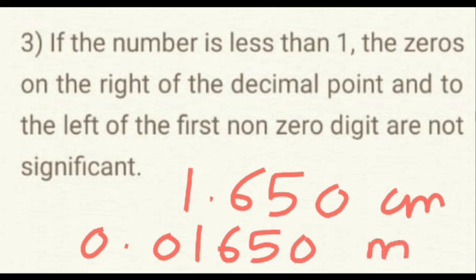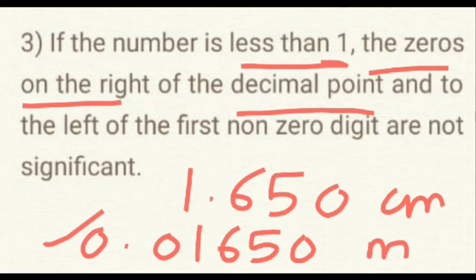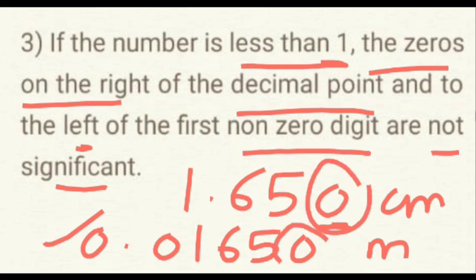Now in these 2 examples, let's see. Suppose the number is less than 1. The zeros on the right of the decimal point and left of the first non-zero digit are not significant. This 0 is at the extreme right. It is not to the left of the non-zero digit, so this 0 is significant. In this case also this 0 is significant. There is one more 0 here.